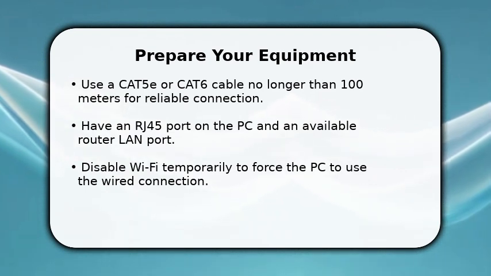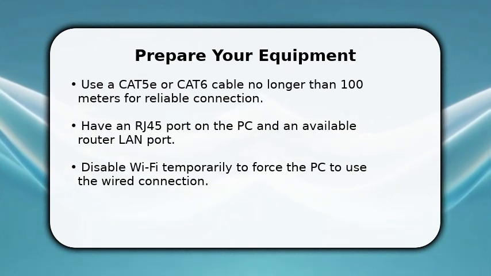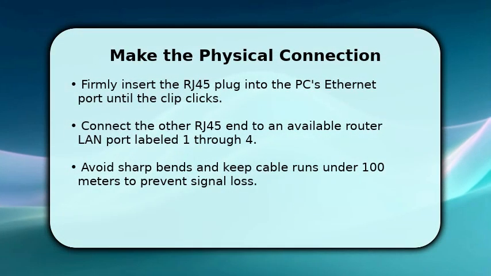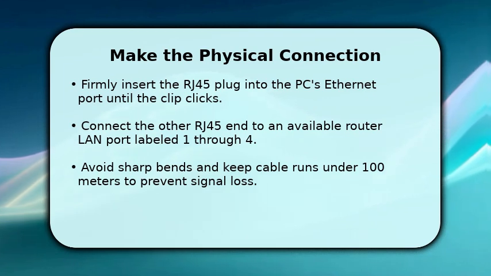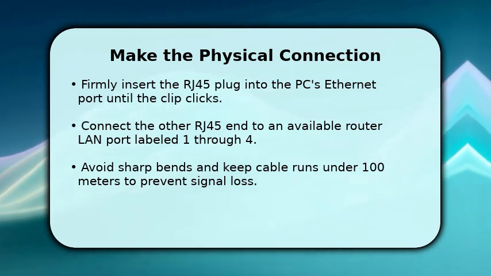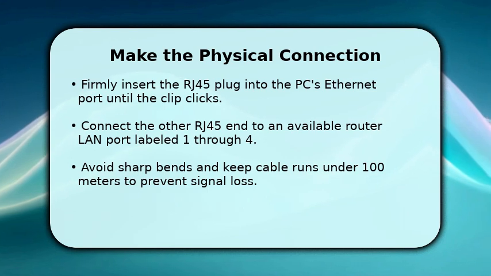Locate the PC's Ethernet port and orient the RJ45 plug so the clip faces down. Insert the plug firmly until you hear a click and the connection feels secure. Route the cable avoiding sharp bends and keep runs under 100 meters. Plug the other end into an available router LAN port, commonly labeled 1 through 4.